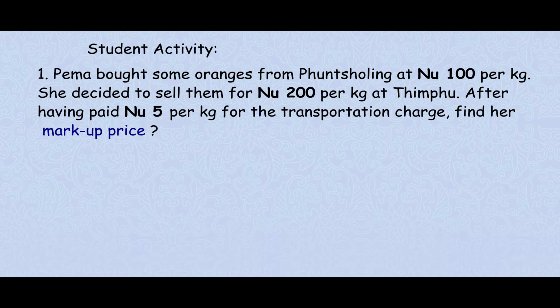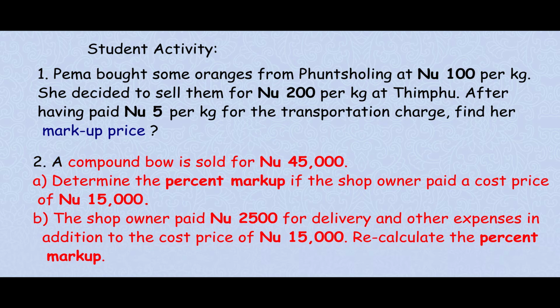Next question. Question number 2. A compound bow is sold for Nultrum 45,000. Question A. Determine the percent markup if the shop owner paid a cost price of Nultrum 15,000. Here you have to find the percent markup. Cost price is given and the marked price is given.